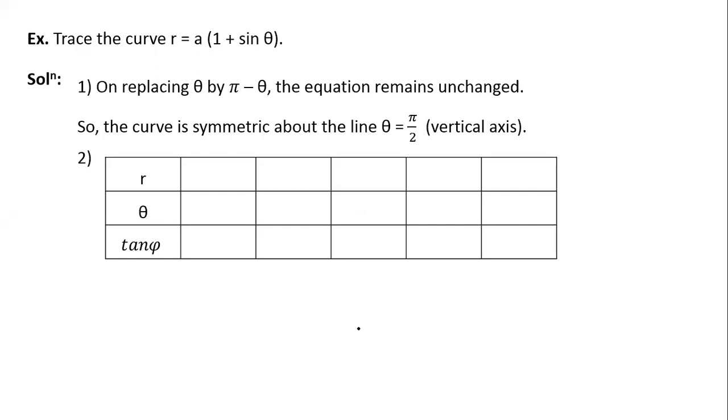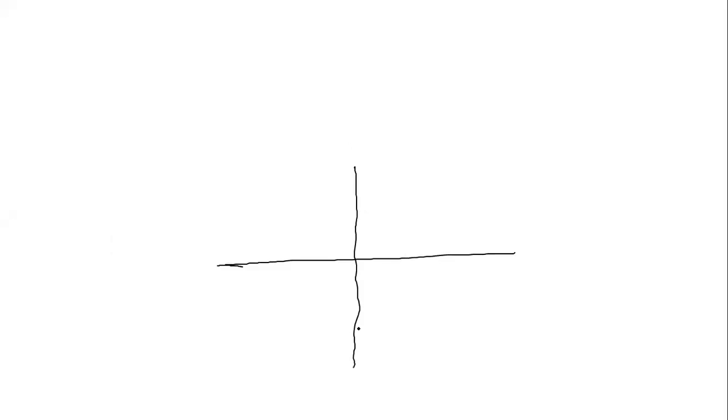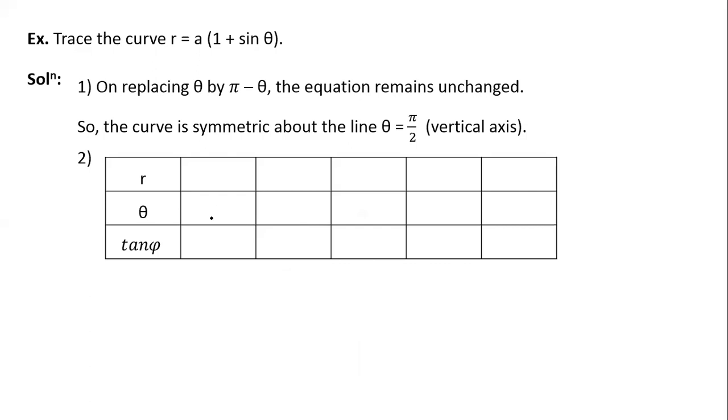So what is to be done? The curve is symmetric about the vertical axis. So what is going to happen? We are going to pick some values of theta which are either to the right or to the left. It will be convenient if we take the values of theta at the right hand side. So I'm going to pick theta equal to minus pi by 2. So the first value is theta equal to minus pi by 2.